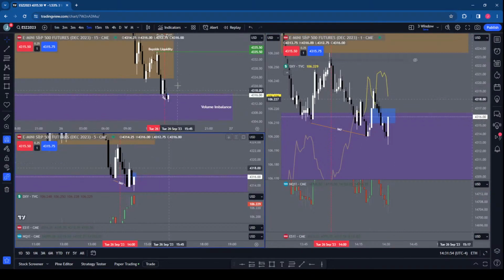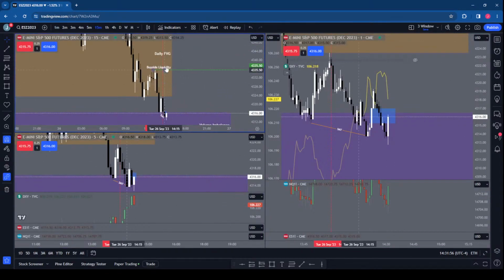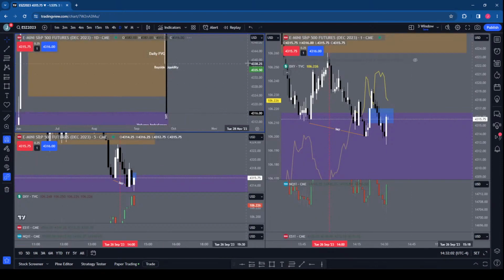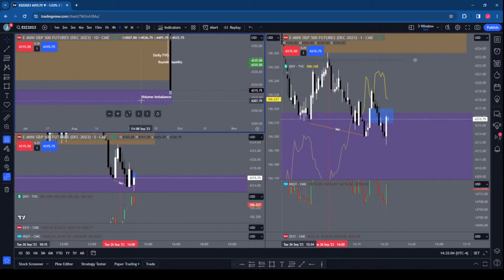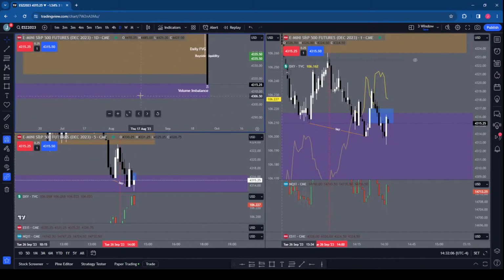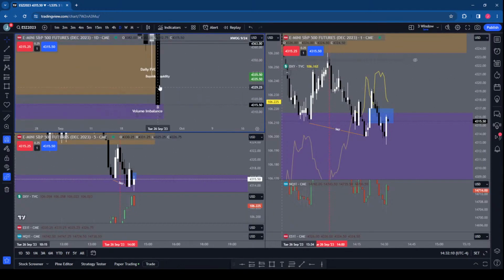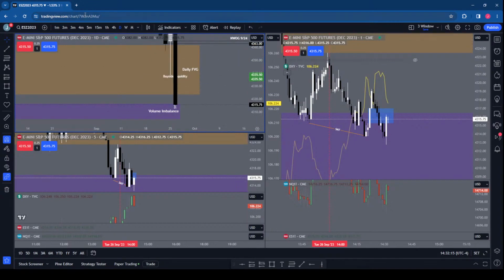I'd be interested to see if we want to retrace into this orange area. This is the daily fair value gap. So what that would look like on the daily is we wicked into this volume imbalance. This is a weekly volume imbalance. And then our daily candle retraces back up into the daily fair value gap.